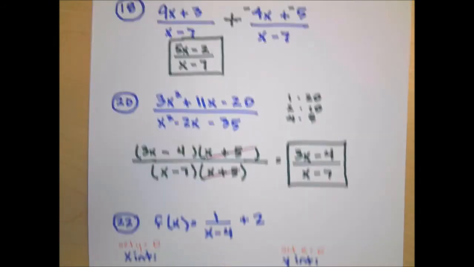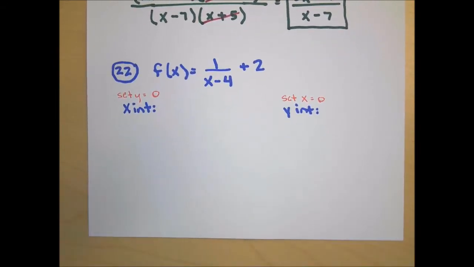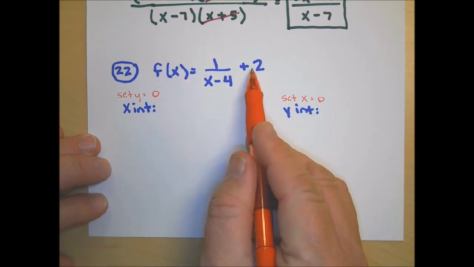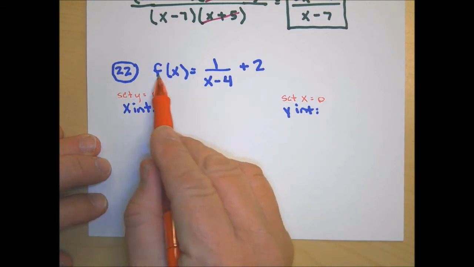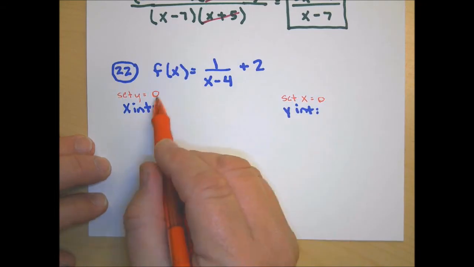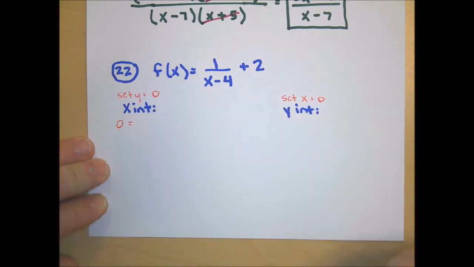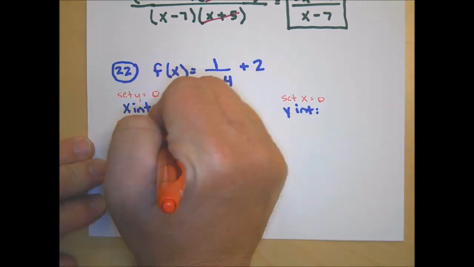Okay, so now for problem 22. I want to find the x-intercept and I want to find the y-intercept. So in order to find the x-intercept of this, if I graphed it, what would be the x-intercept? You set y equal to 0. Well, y is right here. The function equals y. So this is where your 0 would be. 0 equals 1 over x minus 4 plus 2.